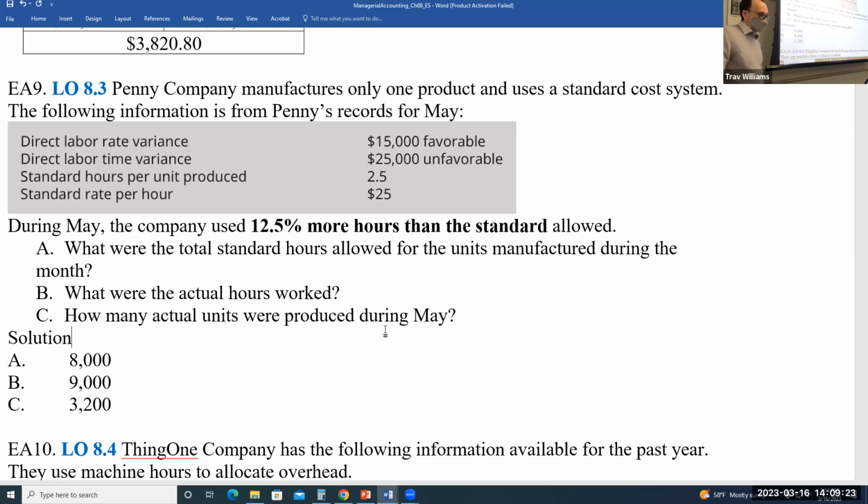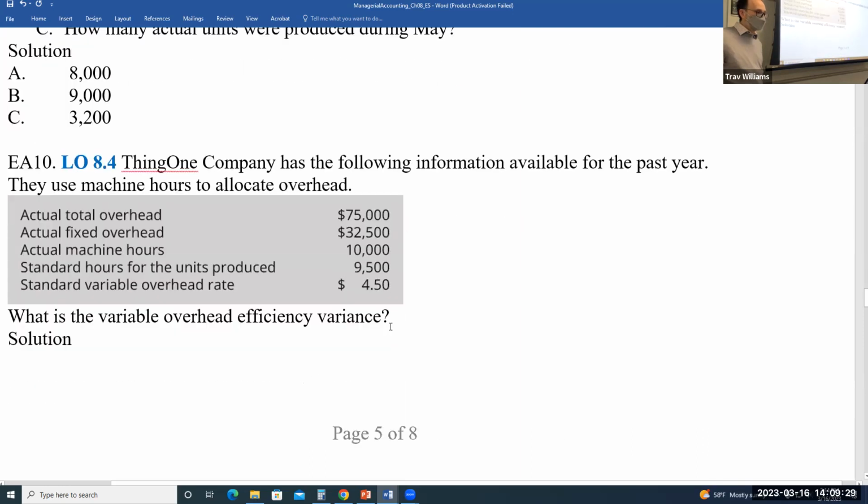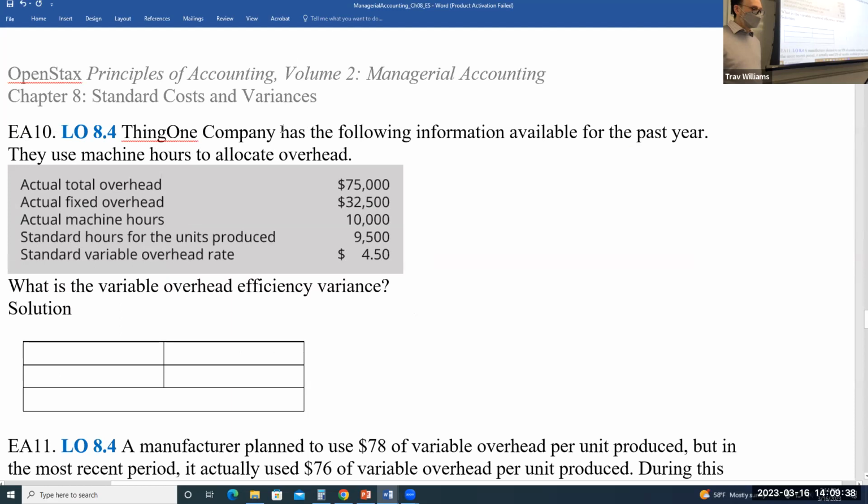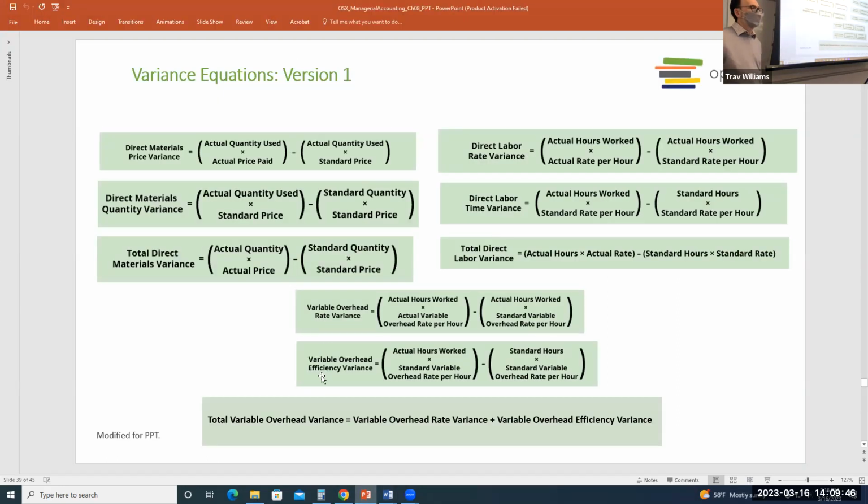All right. Any questions on exercise 9? All right, so let's go on to number 10. All right, now we're into variable overhead. So variable overhead has a rate variance and it has an efficiency variance. So again, the formulas are the same, the words are just different. So what we called a quantity variance for materials and we called a time variance for labor, we call an efficiency variance for overhead. Okay, but the formula is the same.